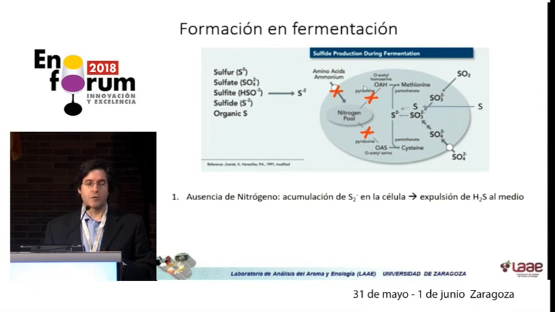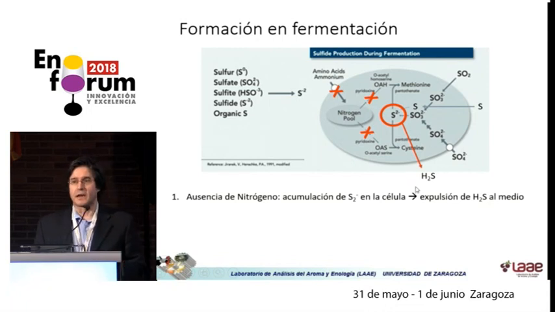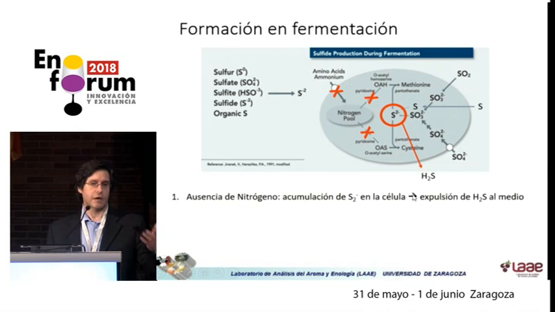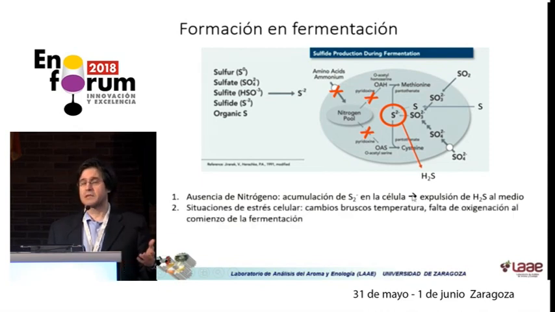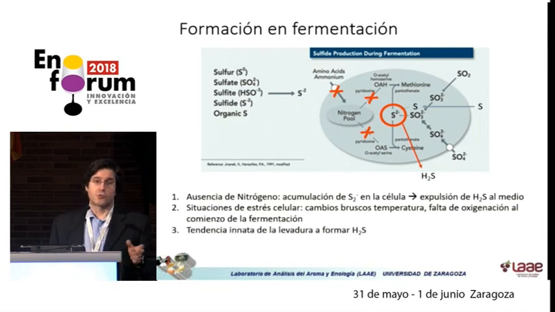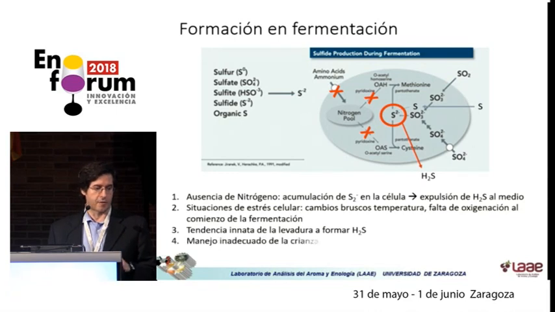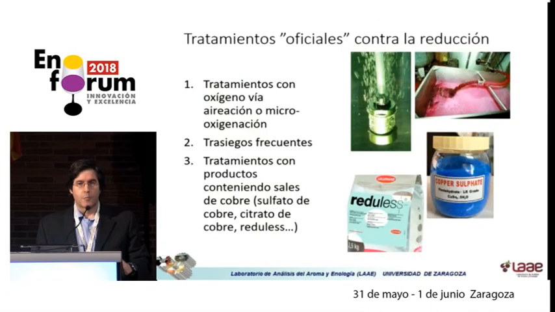The moment there is a lack of nitrogen, the sources of nitrogen incorporation of the yeast fail. Then there is an accumulation of sulfur, and it is expelled to the outside of the cell in the form of H2S. So a deficit of nitrogen is a very well-known cause for this. There are other situations like cell stress, sudden changes in temperature, or the lack of oxygenation at the beginning of the fermentation. This depends highly on the type of yeast. Every yeast is different, and there's also inappropriate handling of the aging with lees.